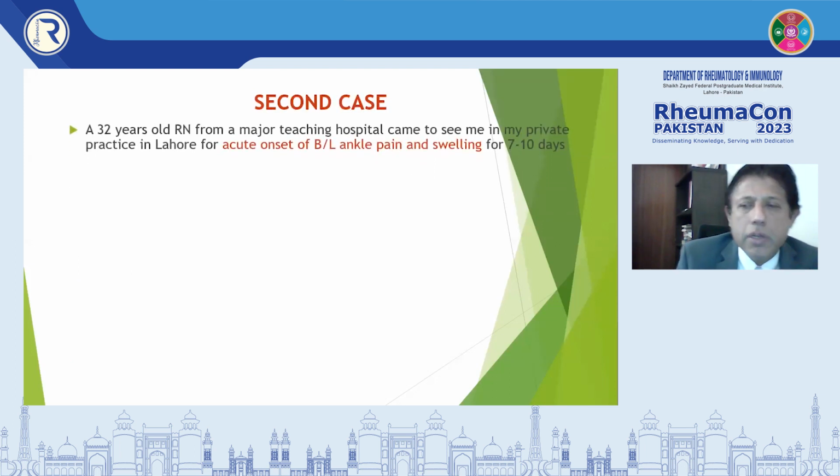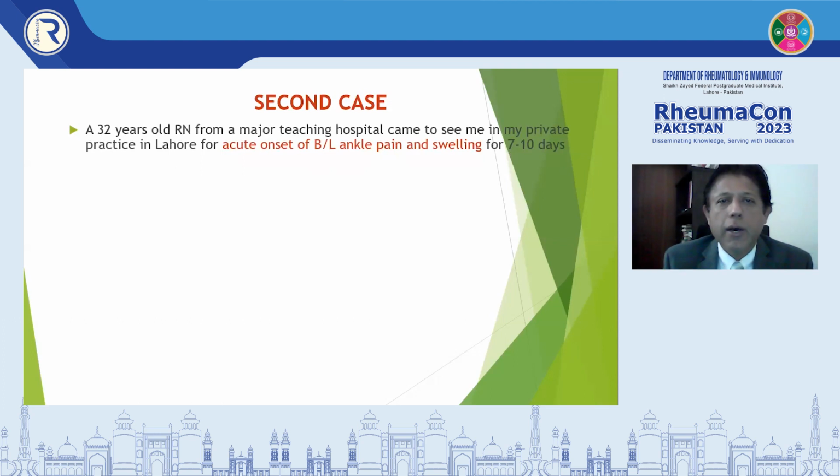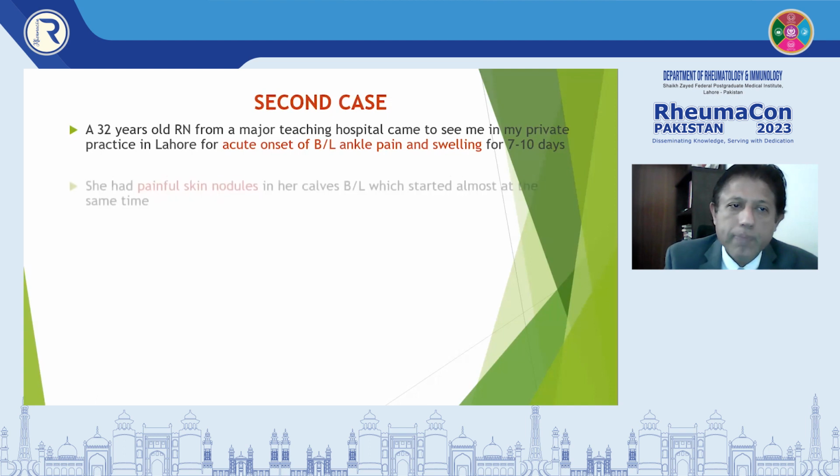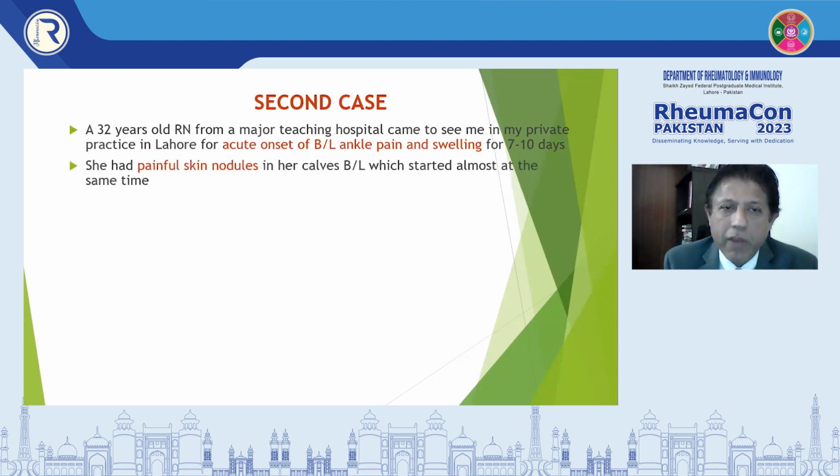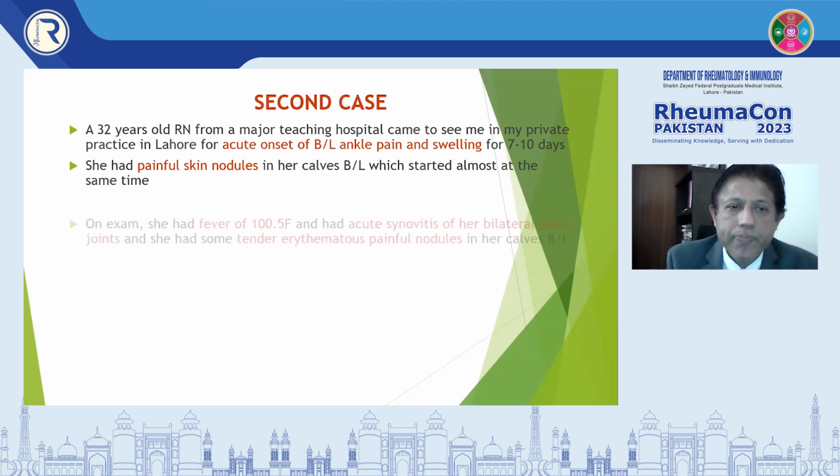Second case. The second case is more of an acute sarcoid arthritis versus the chronic case that we presented. A local nurse came to us from a teaching hospital, and the main presentation was acute onset of bilateral ankle pain and swelling. But at the same time, she also complained about painful skin nodules in her calves bilaterally. It started almost at the same time.